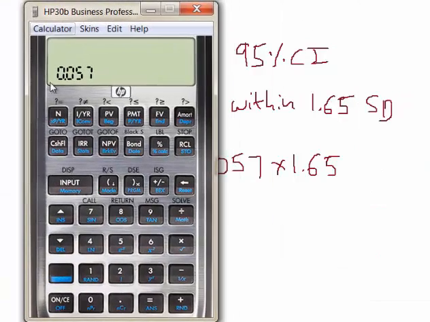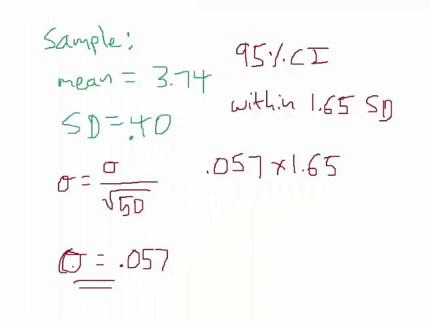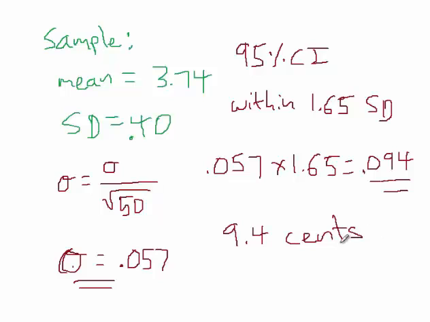Let's see. Here's the calculator. Let's clear it. And we'll say 0.057 times 1.65, that's the number of standard deviations, and we've got 0.094. So let's write that down over here. 0.094, of course, is the same thing as saying 9.4 cents.